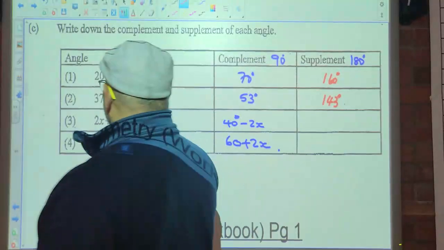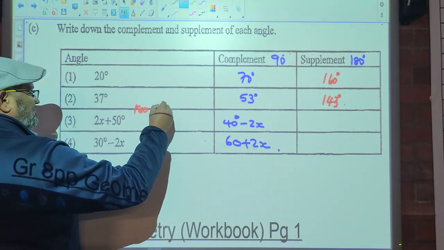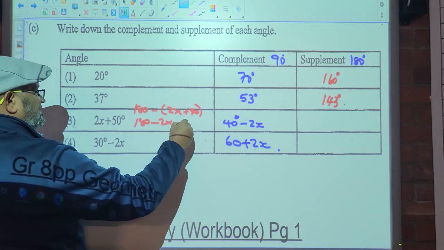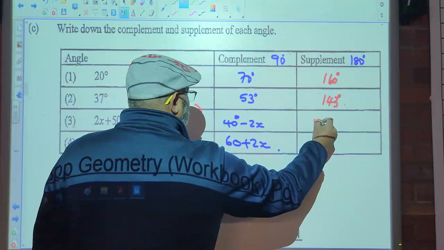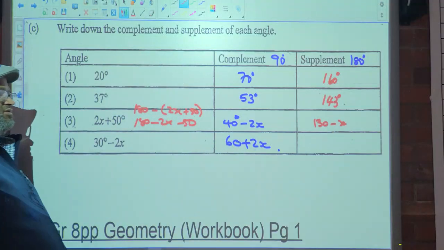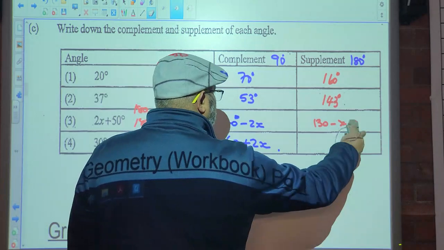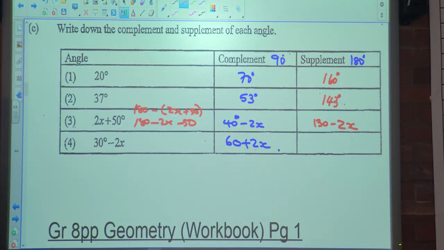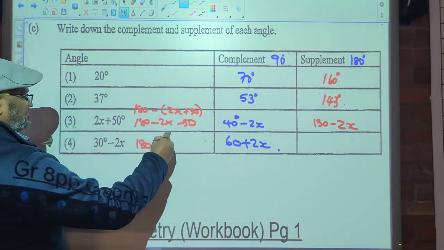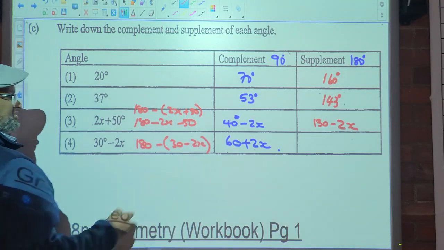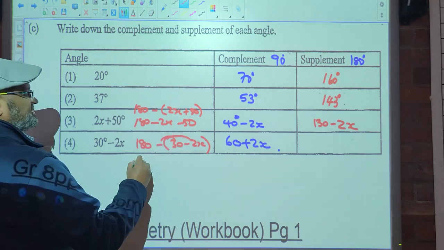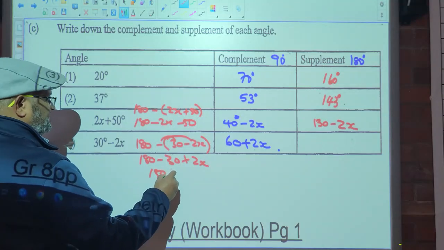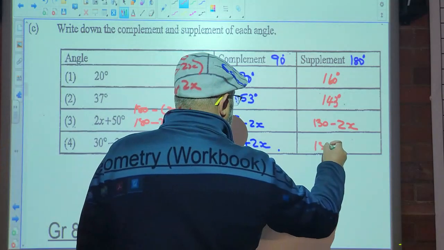What's the supplement of 2x plus 50? So it's 180 minus (2x plus 50). So it'll be 180 minus 2x minus 50. 180 minus 50 is 130, minus 2x. Okay. The next one is going to be 180 minus (30 minus 2x). Get rid of the bracket. So 180 minus 30 plus 2x. Gives you 150 plus 2x.